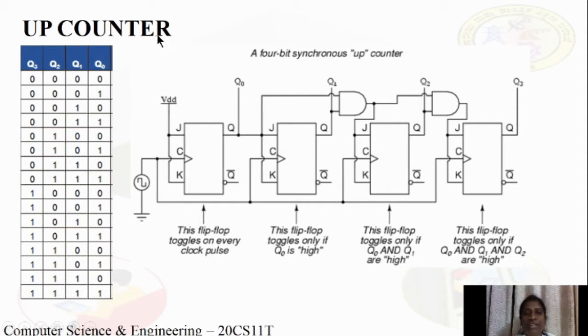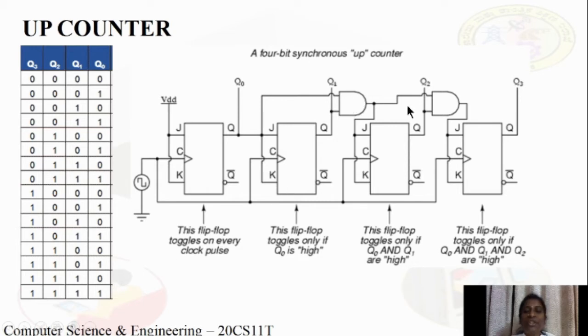Up counter means the contents of the counter should be incremented by 1 for every clock pulse. 15 times it should increment, for each clock pulse, every time. Let us see here. The up counter should increment the binary values in this mode.